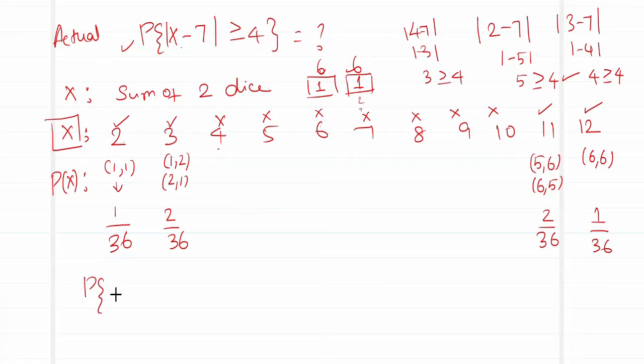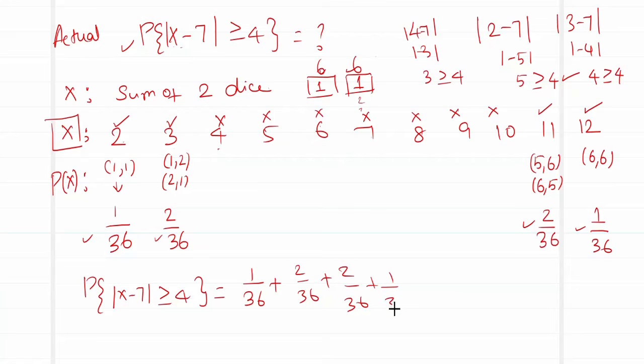Hence, the probability of modulus of x minus 7 greater than or equal to 4 will be equal to case 1, 1 by 36, case 2, which is 2 by 36, case 3, which is 2 by 36, and case 4, which is 1 by 36. So you finally have 6 by 36, which is 1 by 6. So through the actuals, the probability of |x minus 7| greater than or equal to 4 obtained is 1 by 6.